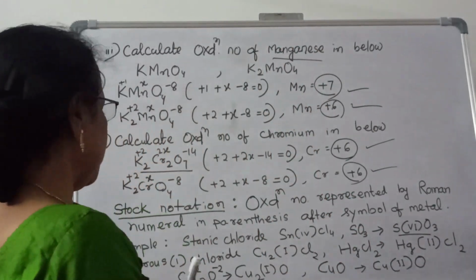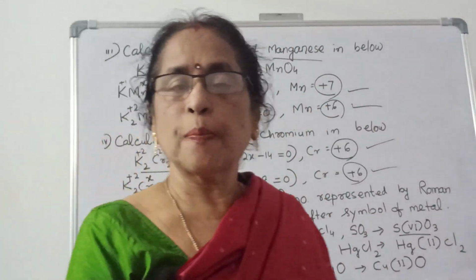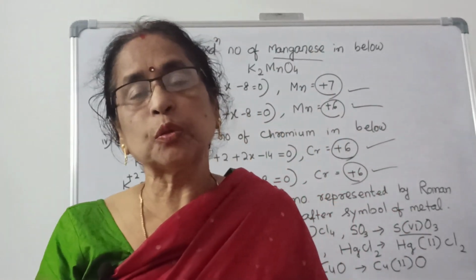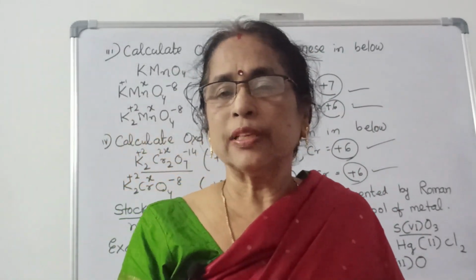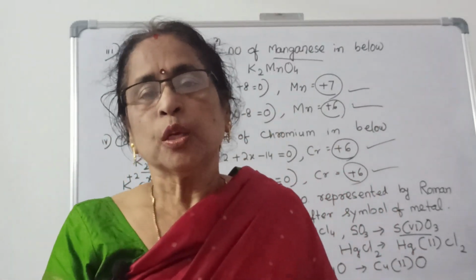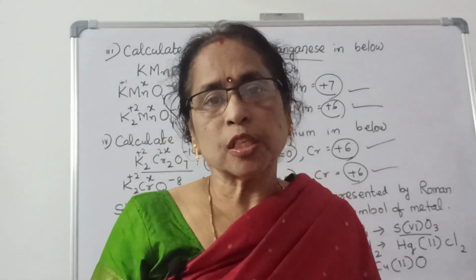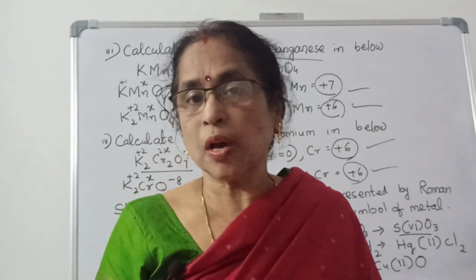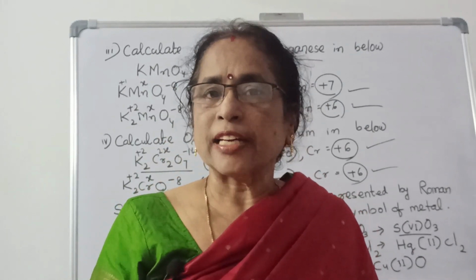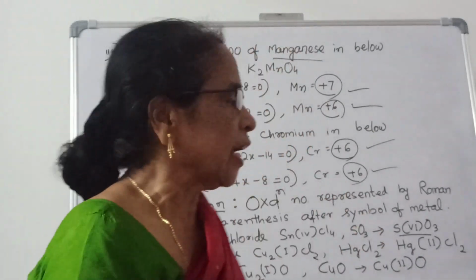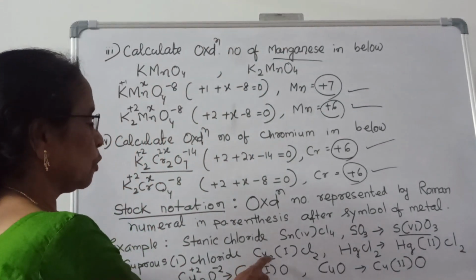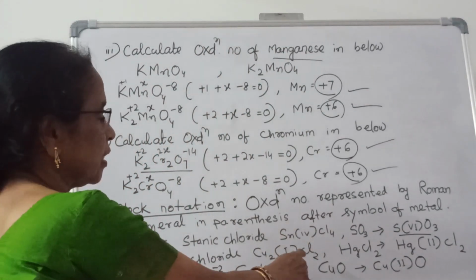And next is cuprous chloride. Actually, the cuprous chloride formula is Cu2Cl2, because it always exists in dimeric form, so the formula should be Cu2Cl2. Then what is the oxidation number of cuprous here? Plus 1. So we should write Roman numeral 1 in parenthesis. So Cu2 in bracket 1, Cl2.